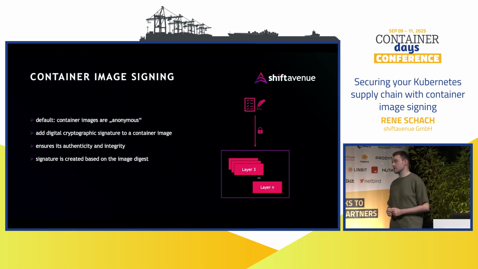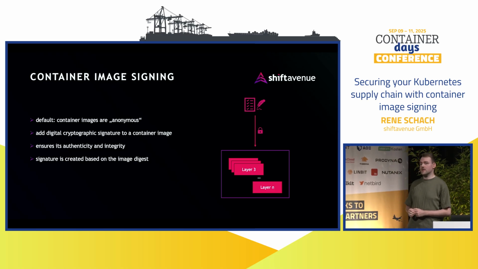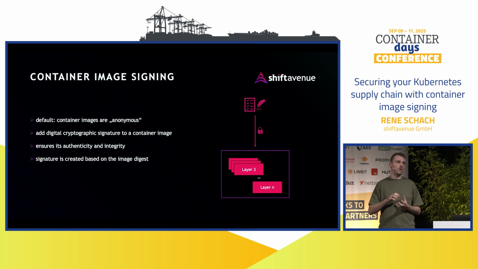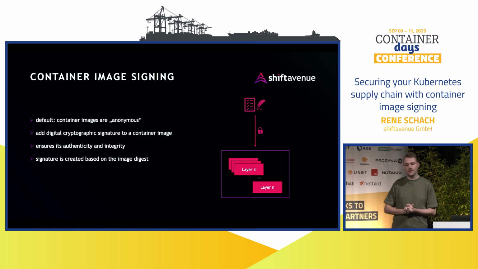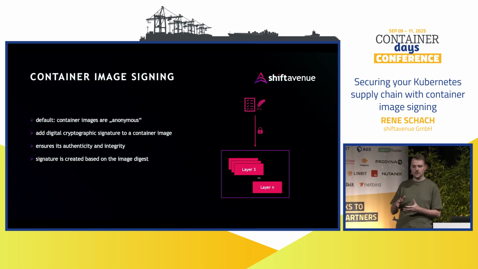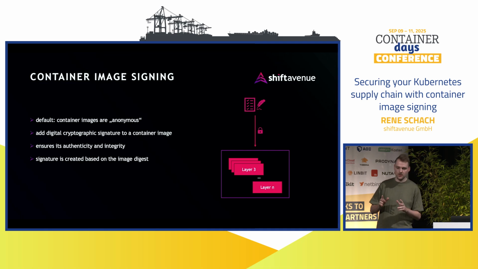What actually is container image signing? To start, we can say that by default, container images are somehow anonymous. You don't really know where they come from if you download them. Yes, for popular images, you might easily find their GitHub repository if there's any, but still you can somehow treat them as anonymous. Container image signing tackles exactly this problem by creating a digital cryptographic signature and adding it to your image, associating a specific version of the image with it. This signature can then be used to verify the authenticity and the integrity of this image.